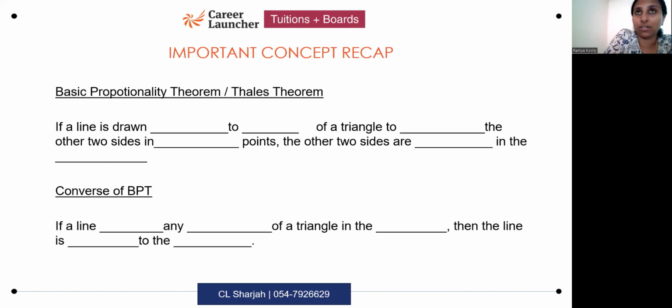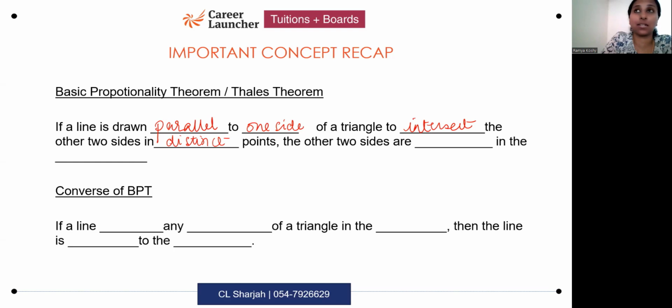If a line is drawn parallel, that is the given condition. If a line is drawn parallel to one side, any one side, of a triangle to intersect the other two sides in distinct points. That is very important. Yeah, you can write two distinct points or distinct points, okay? In two distinct points or just distinct. The other two sides are divided.